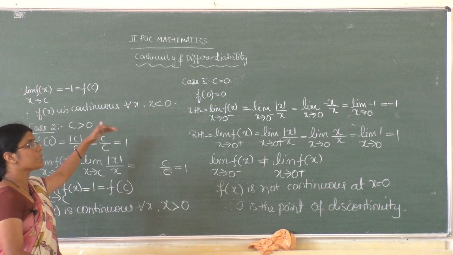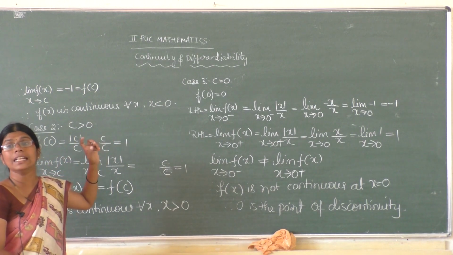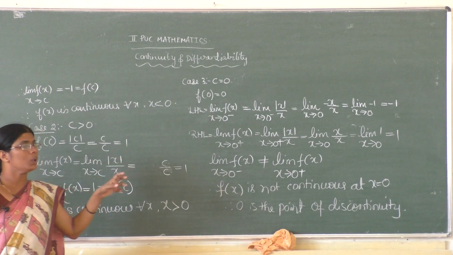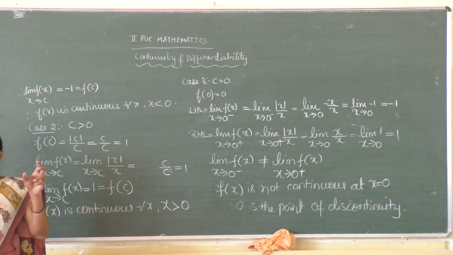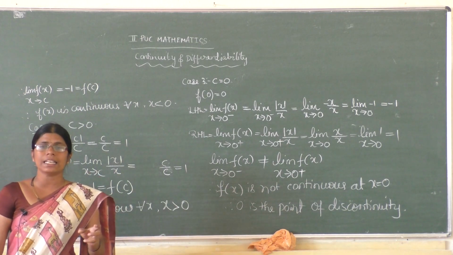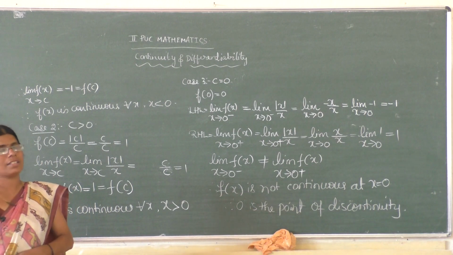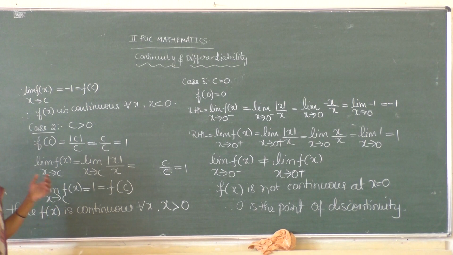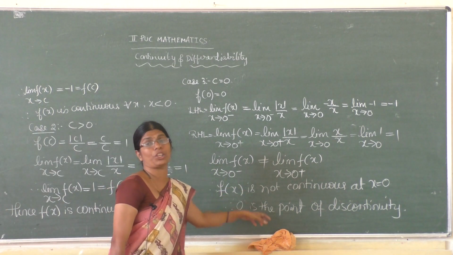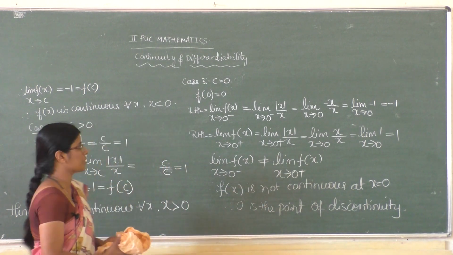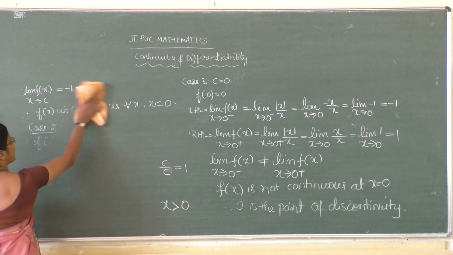So this is a special function that we studied in first PUC, that is the signum function, and we know the graph of the signum function. Clearly we can say that the signum function is discontinuous at x equal to 0 by seeing the graph. So this is how we get 0 as the point of discontinuity, and this particular function is the signum function. Let us move on to the next problem.